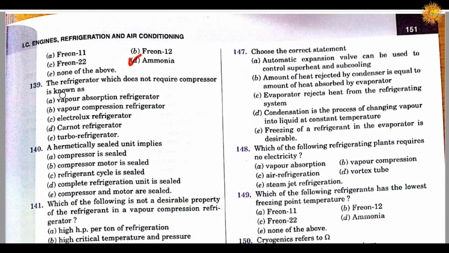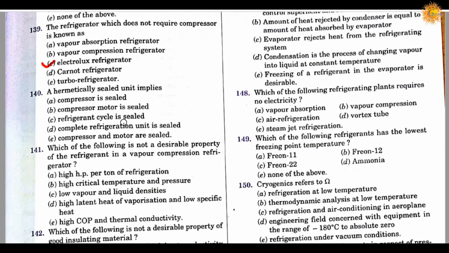Question 139. The refrigerator which does not require a compressor is known as: option A, vapor absorption refrigerator; option B, vapor compression refrigerator; option C, Electrolux refrigerator; option D, Carnot refrigerator; option E, turbo refrigerator. So the correct answer for question 139 is C. It will be Electrolux refrigerator.